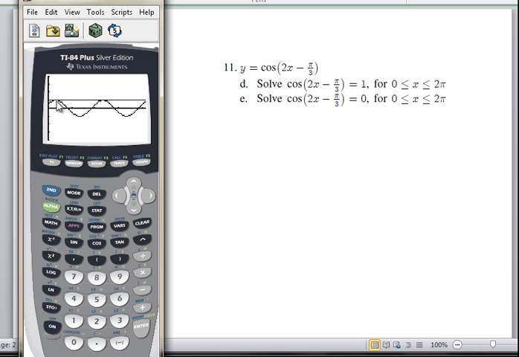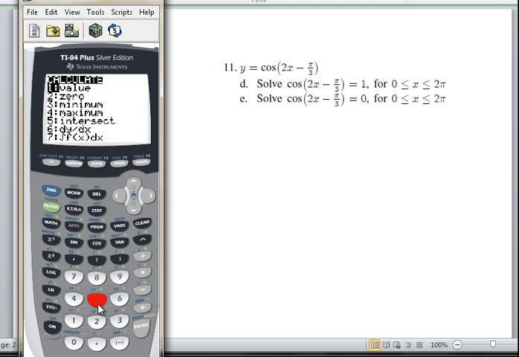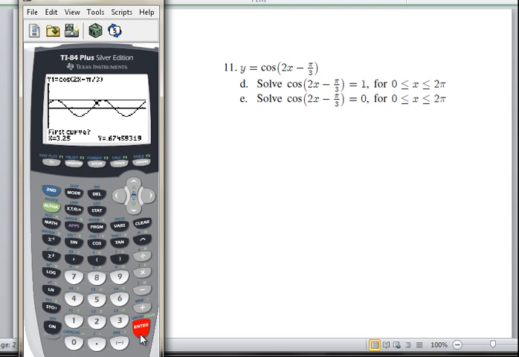So let's find the first one first, and we'll do second and trace and hit number 5 for intersect. And first curve, enter. Second curve, enter. I want to find, let's see, this one on the left first, and I hit enter. And it tells me that x is 0.524.